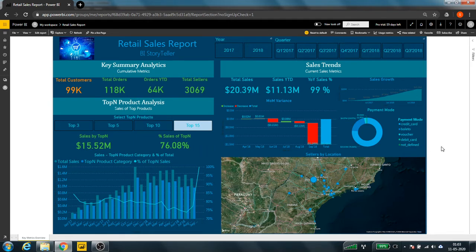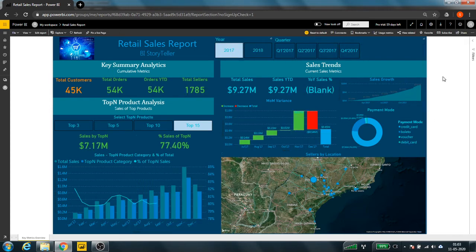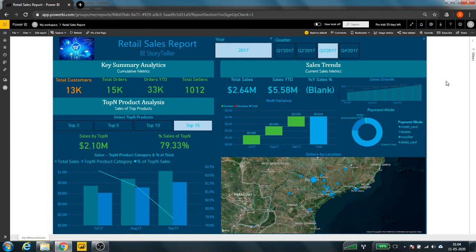I could look at data for just 2017 if I wanted to by selecting the 2017 filter, and now I'm looking at data for all sales and customers and orders for the year 2017. I could further drill down into any one of these quarters. So if I wanted to look at Q3 of 2017, I could do that. This is the power of Power BI, right? It gives you the ability to use multiple slices.